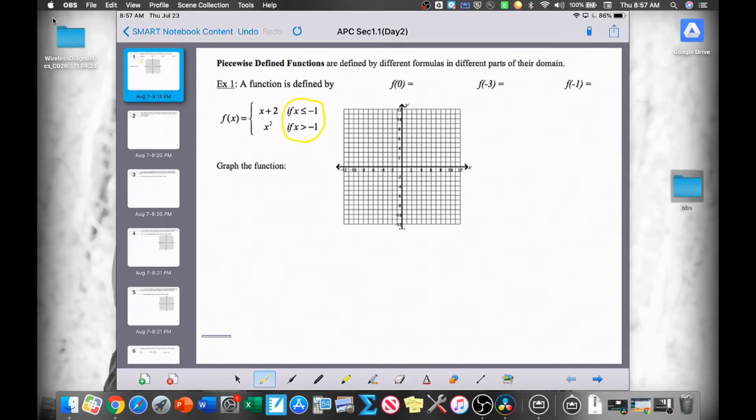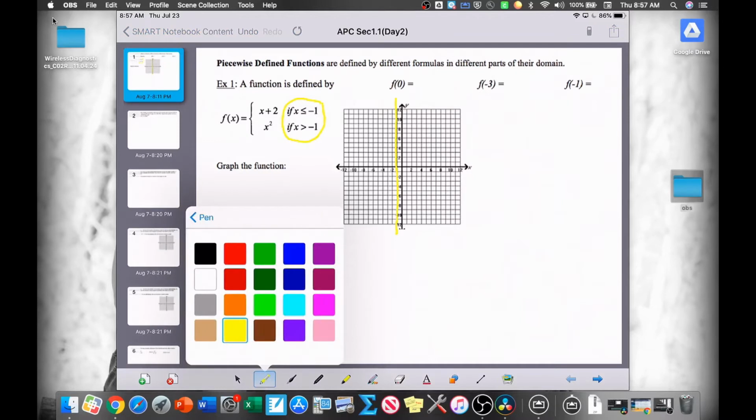So that tells me that the first function, x plus 2, is going to live on the left side of x equals -1, that vertical line, because it's for values of x that are less than or equal to -1. And then the second function, x squared, is going to live on the right side of -1, where values of x are greater than -1. So when I graph piecewise functions, just to make it easier on myself, I always put a highlighted vertical line where I know that I'm going to have that domain change between functions. So I'm going to put a highlighted yellow line right here at x equals -1 to help me with my graphing.